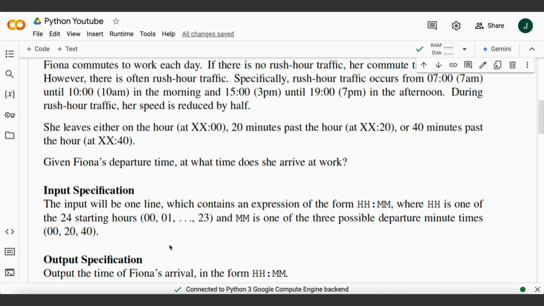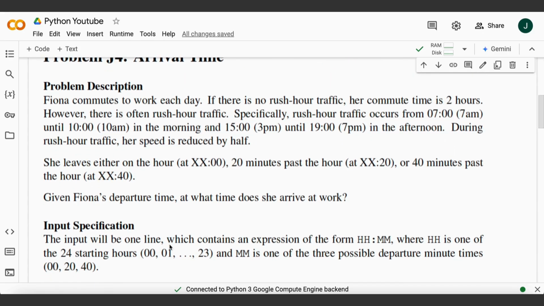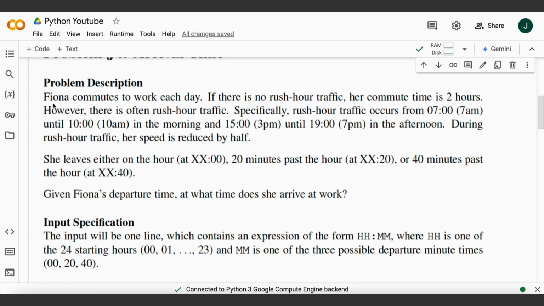So from that problem description, what we can take is that total commute time is 2 hours with no rush hour traffic. That means it will be more than 2 hours if some of the time falls into the rush hour, between 7 to 10 a.m. and 3 to 7 p.m., right?